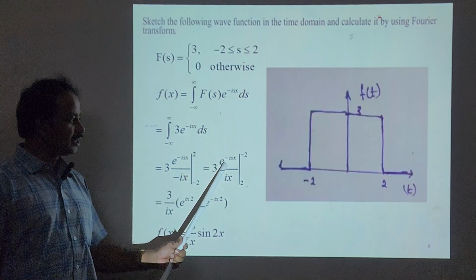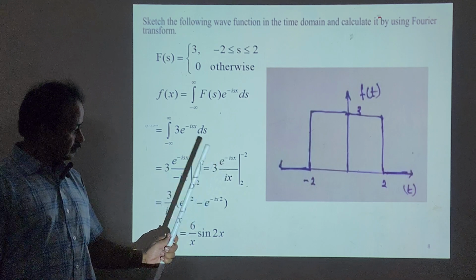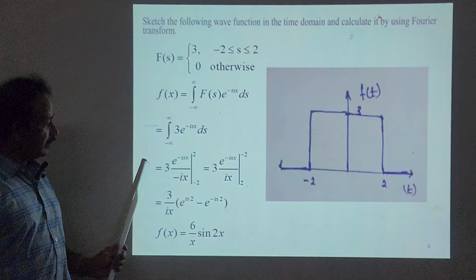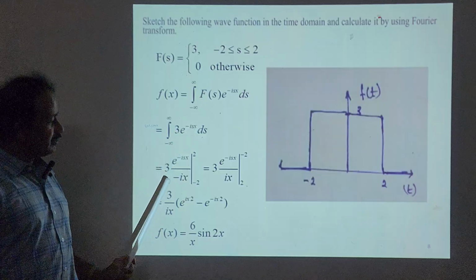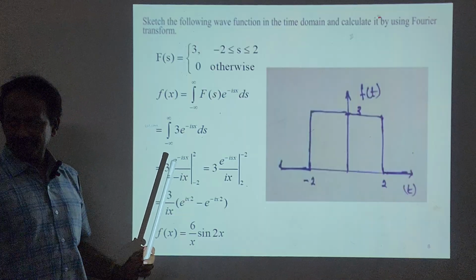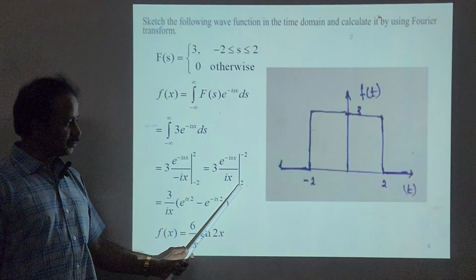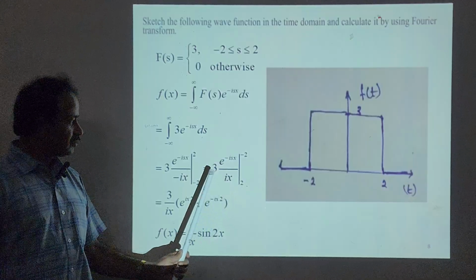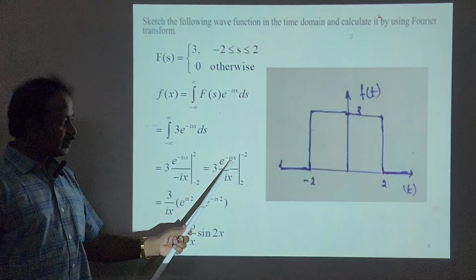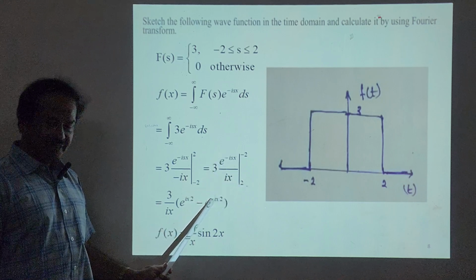So now just to substitute, that will give you 3 e power minus. So here before that I will change the limit. See here, e power minus ix divided by minus ix. Okay, now removing this minus sign, I will change the limit. Here it is minus 2 to 2. I will change the limit. Now that will give me 3 divided by ix. You substitute the limit now. E power plus ix2 minus e power minus ix2.